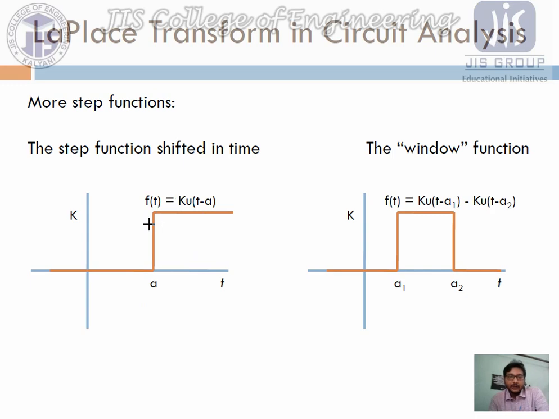Similarly, we have designed over here two different functions. So is it possible for you to find out the function value? The first graph, the first signal, shows that at t equals 0 the value of the function is 0, and less than a, then also 0, and when t is equal to a, then only the value shifts to k, and then it continues for the first case.